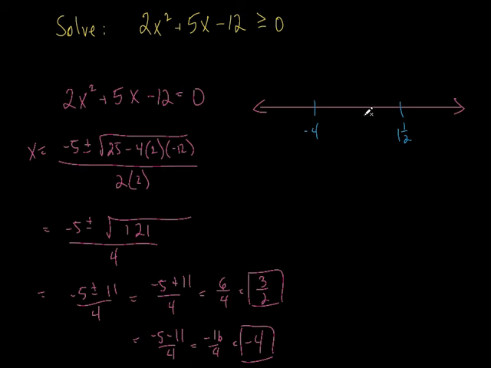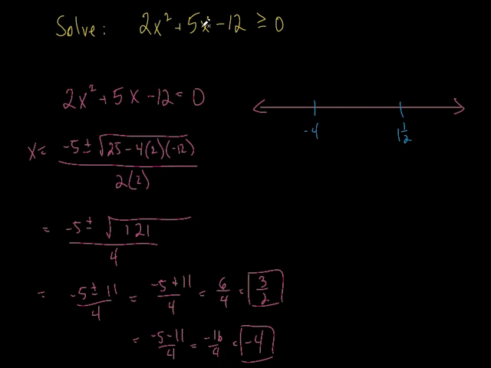What about in between? What would be a real easy number that lies in between these 2? 0. I always try to pick 0. Sometimes it lies in between. Sometimes it lies either to the left or to the right. But I would always try to pick 0 because 0 is the easiest number to use. So let's put a 0 in there.